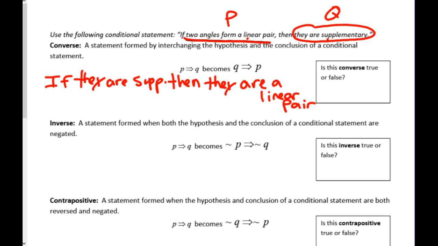Now, let me give you an example. You may not like it, but I'm always going to say it. If I'm Mr. G, then I'm cool. What's the converse of that? No. What do I do? I take Mr. G and cool and switch them. So if I'm cool, then I'm Mr. G. Thank y'all.